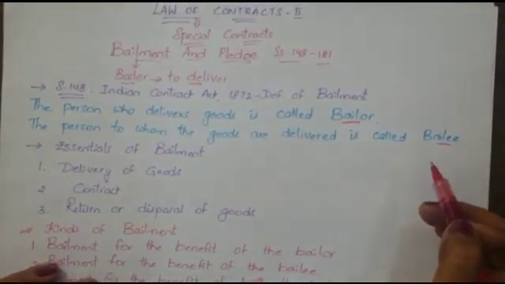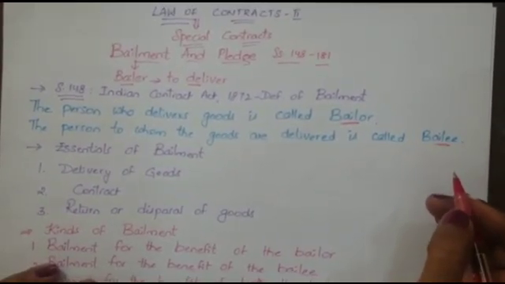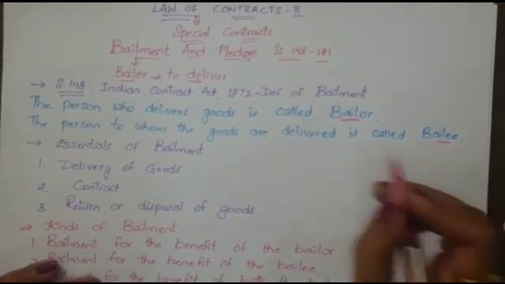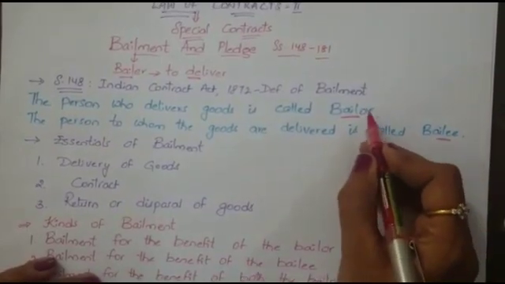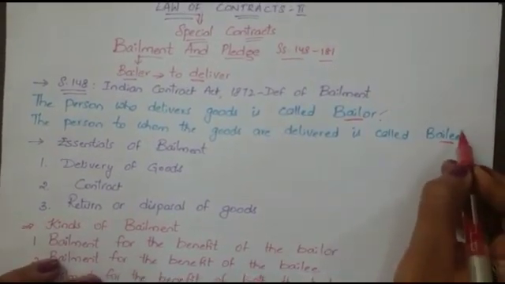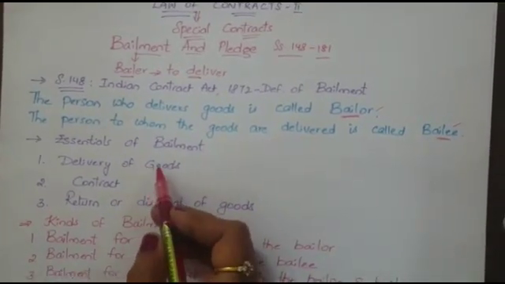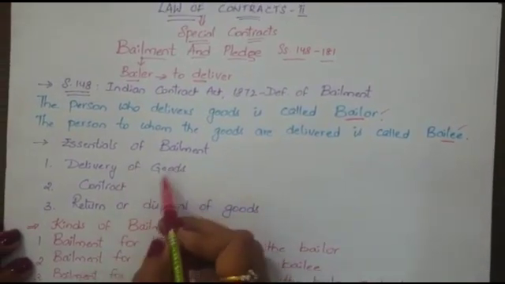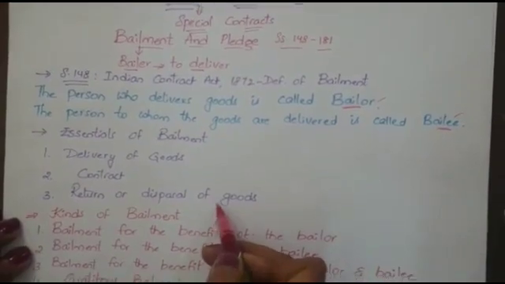For example, if A delivers a piece of cloth to B, a tailor, for stitching a shirt, the contract between A and B is called bailment, and in this example A is called the bailor and B is called the bailee. Next, essentials or conditions of bailment. First one, delivery of goods. Second one, contract. Third one, return or disposal of goods.